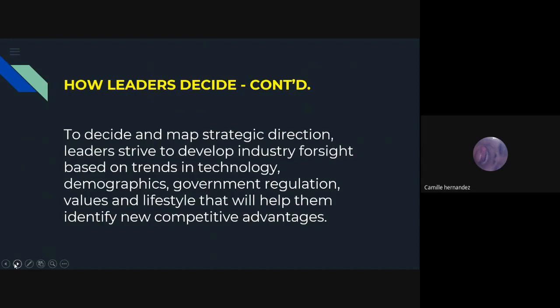To decide and map strategic direction, leaders strive to develop industry foresight based on trends in technology, demographics, government regulations, and lifestyle that will help to identify new competitive advantages.